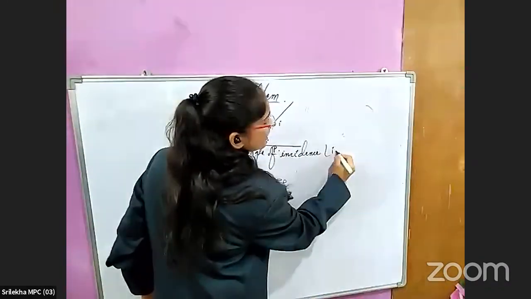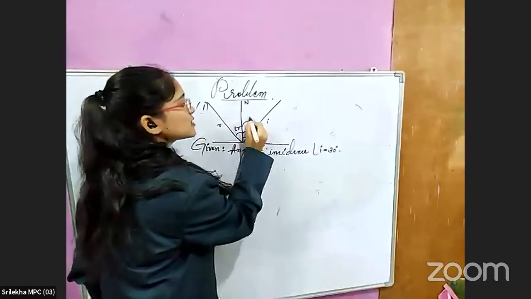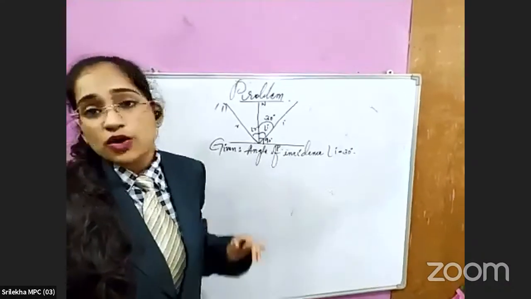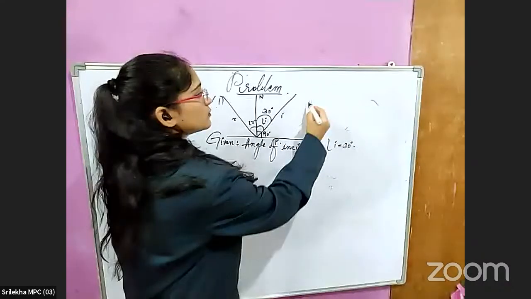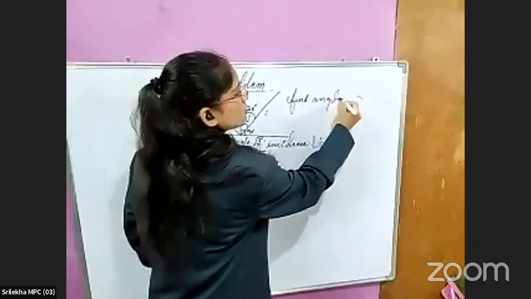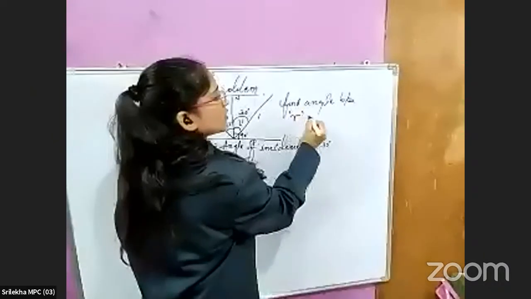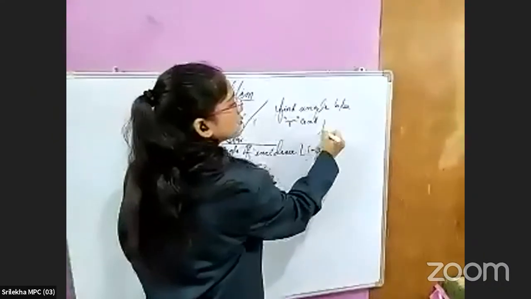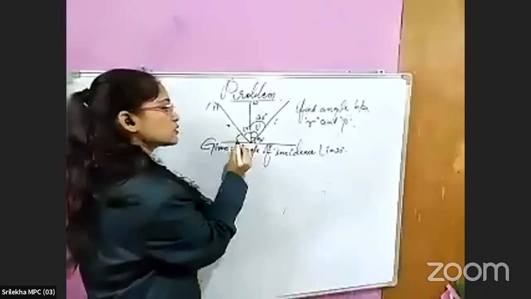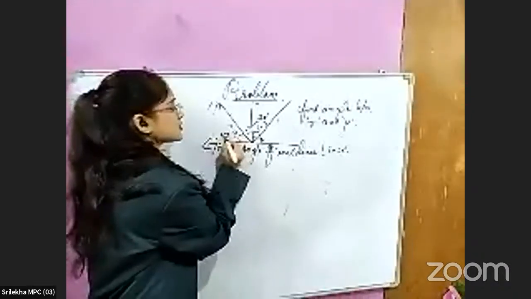Angle of incidence is given as 30 degrees. So let's mark it. It's 30 degrees. Now the question is, the angle between the reflected ray R and the plane. They're asking us to find out this angle. So let us assume this angle as X.